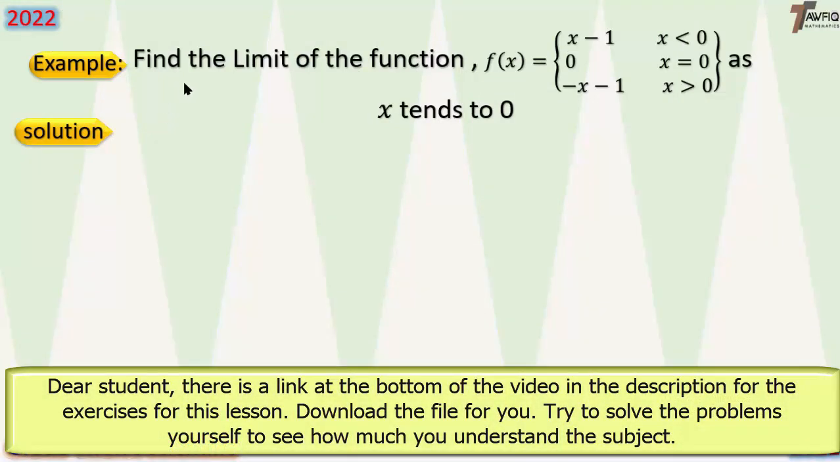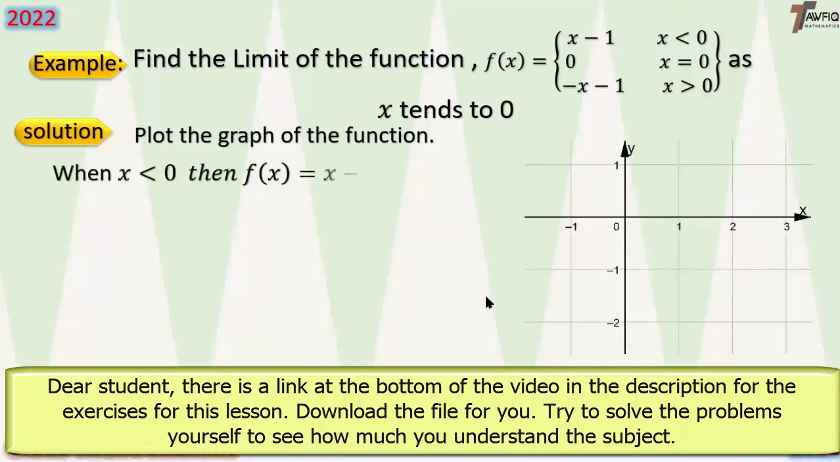Example: find the limit of the function f(x) equal x minus 1 when x is less than 0, 0 when x is 0, minus x minus 1 when x is bigger than 0, as x tends to 0. First of all, plot the graph of the function. Take the first part, x minus 1 when x is less than 0, f(x) equal x minus 1.